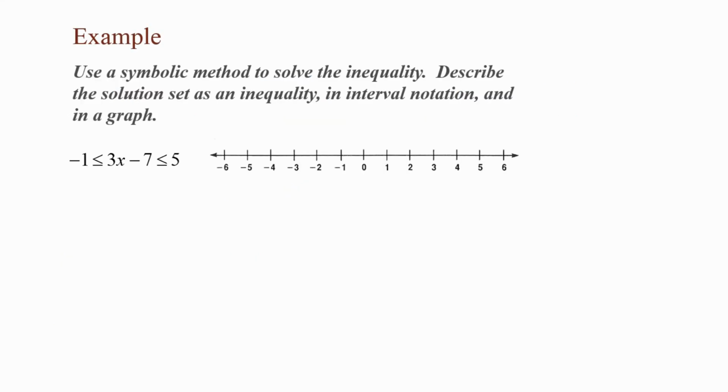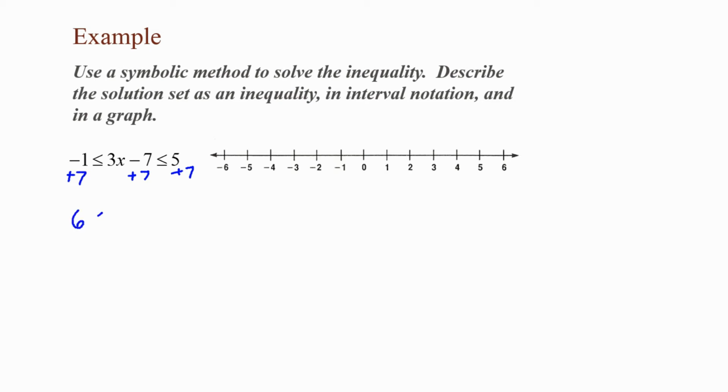In this example, we want to use the symbolic method to solve the inequality. Describe the solution set as an inequality, in interval notation, and in a graph. The inequality is -1 less than or equal to 3x minus 7 less than or equal to 5. For this example, we still want to isolate the x. However, when we add 7, we're actually going to add the 7 to 3 sides.